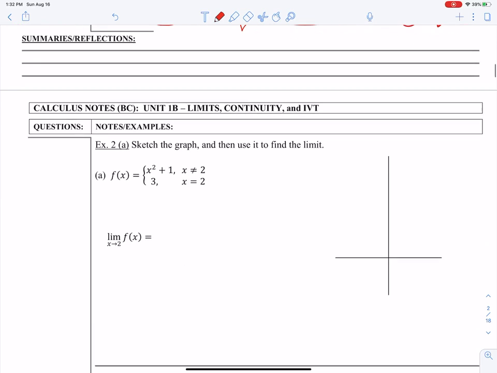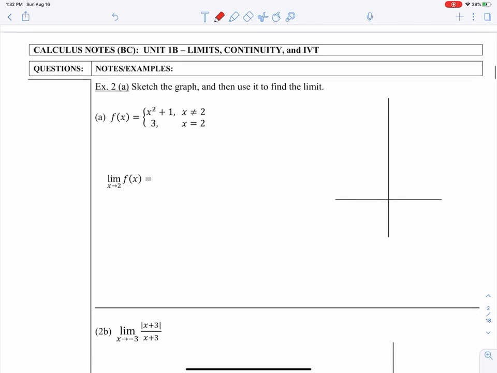So I want to show you some more examples of a graphical approach. And so here we're looking at a piecewise function. And in this piecewise function, I can see that I have a point at 2, 3. And then I have this quadratic function right here where x cannot be 2.